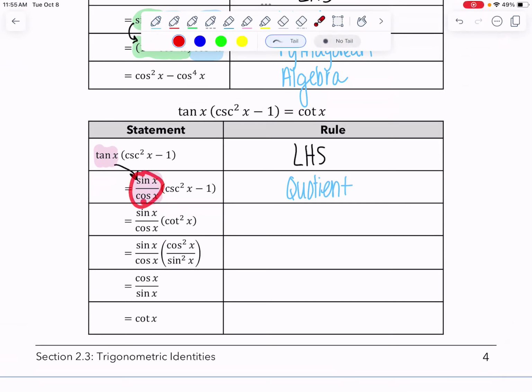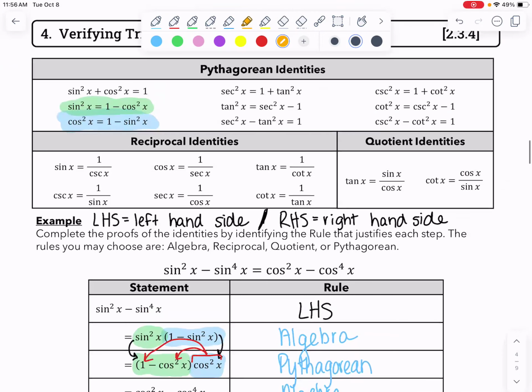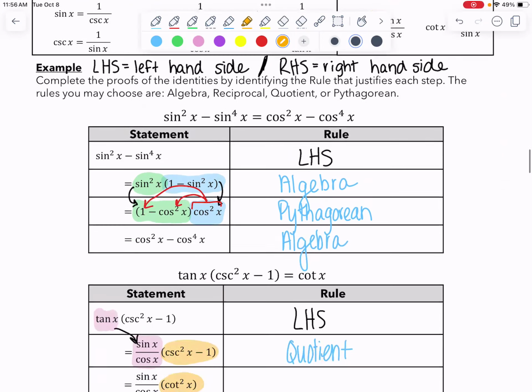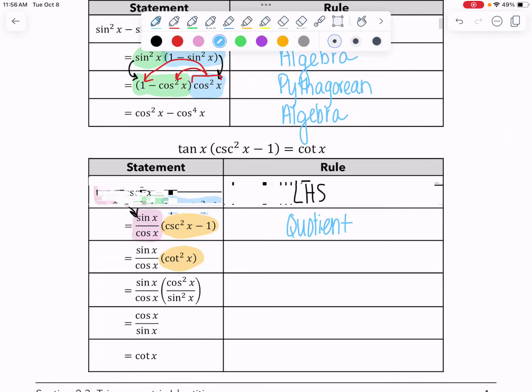Then it looks like this factor stays still. However, cosecant squared x minus 1 turns into cotangent squared x. There's another Pythagorean identity. That was a Pythagorean.